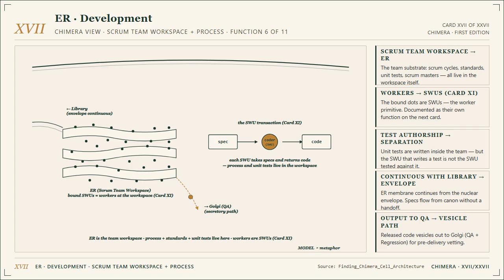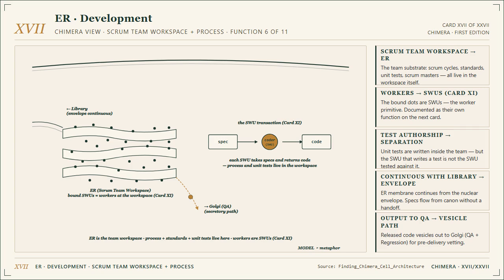The 3 folded bands across the left are ER cisternae, the Scrum team workspace. The substrate that holds the team's process, the Scrum cycles, the Scrum master, the standard, the unit tests, the rituals the team enforces.